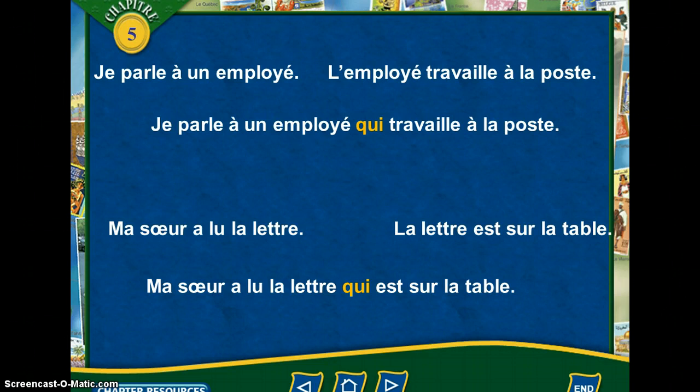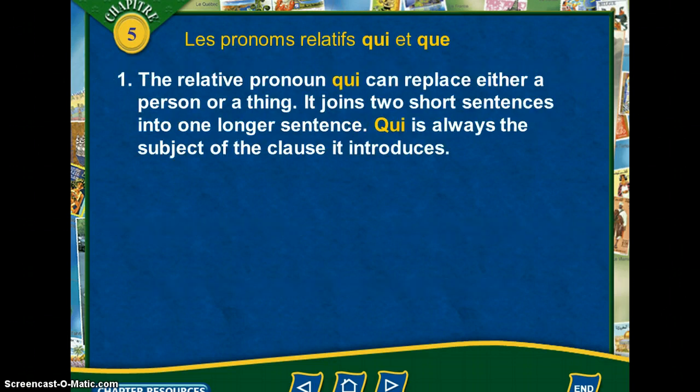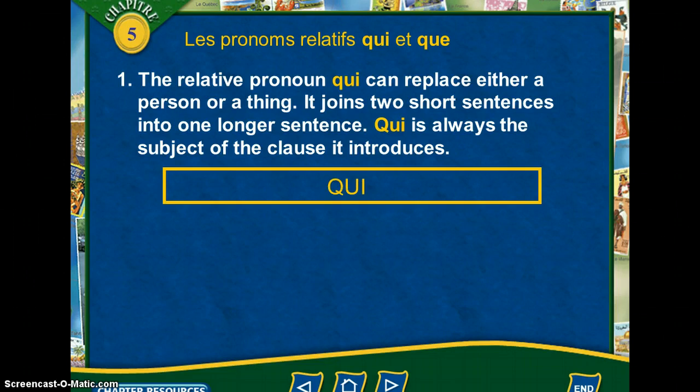Here's an explanation of this. The relative pronoun qui can stand for either a person or a thing, and it'll join two short sentences into a longer sentence. The thing to look for is a verb. Qui is always the subject of the clause it introduces, meaning there's always a verb that goes with qui. Here's an example.